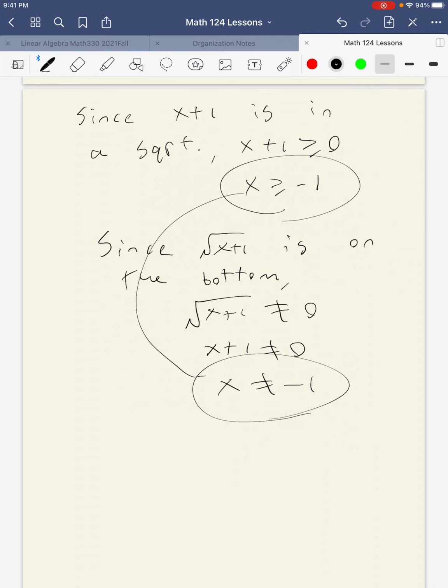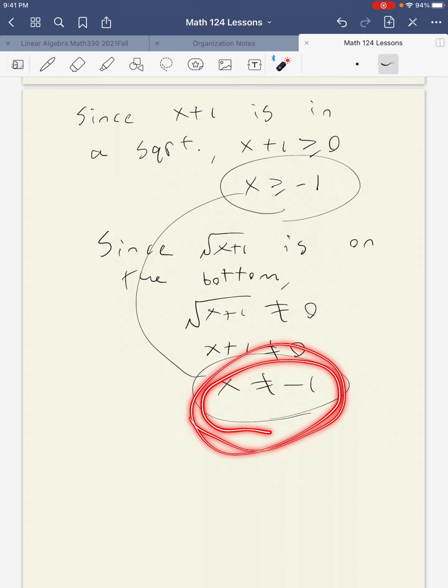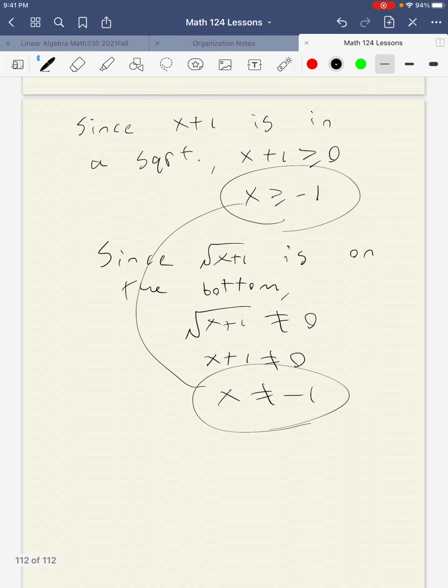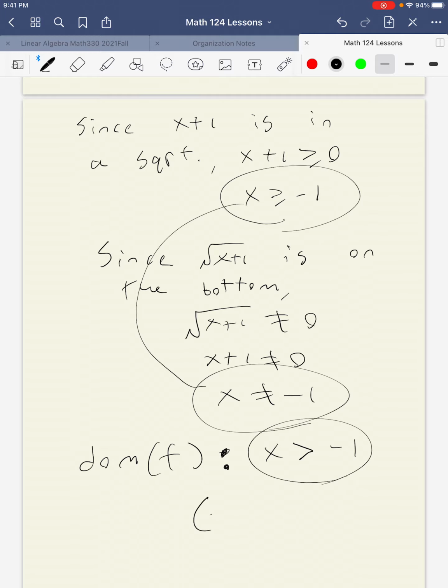So now we have to take the overlap of both of these conditions. The first condition was x had to be greater than or equal to -1, but our other condition says we can't equal -1, because then that would break another rule. And therefore, when we consider both at the same time, we find that the domain of f is given by x strictly greater than -1, or in interval notation, -1 to infinity. So hopefully that made sense.